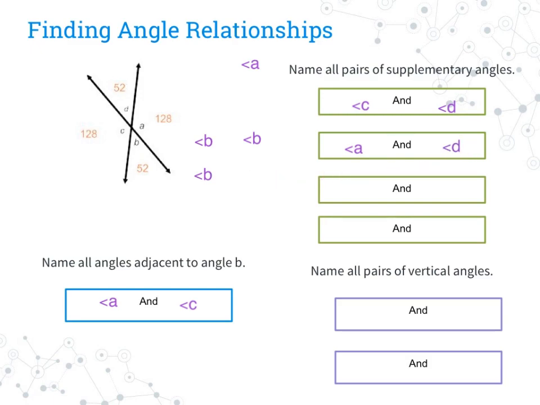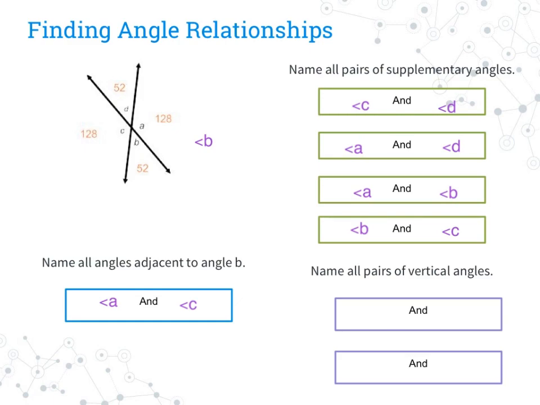So looking around now here, if I have A and B, 128 and 52 degrees, also equal 180 degrees. So A and B are supplementary angles. And last, I've got B and C. Does B and C equal 180 degrees? Yes, they do. So angle B and C also equal 180 degrees.